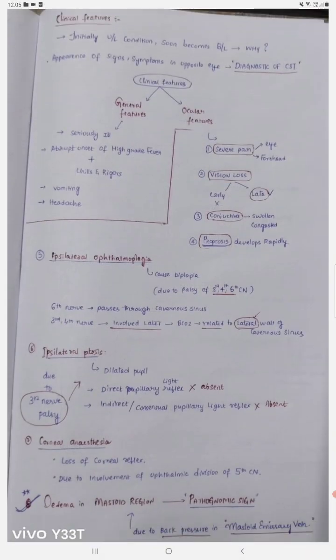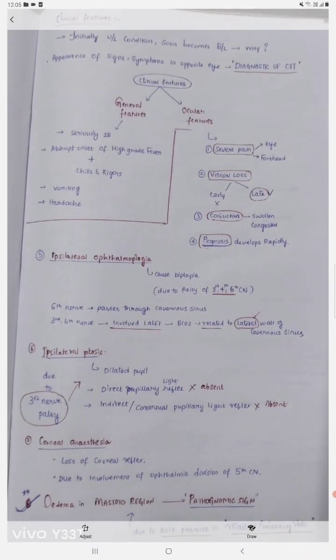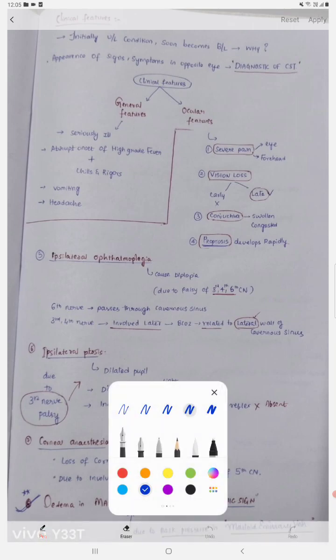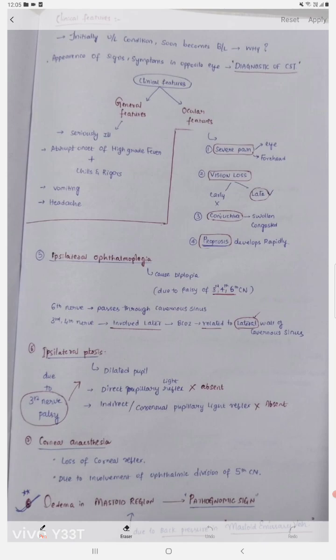Coming to the other part, we are going to discuss the clinical features, which have general and ocular features in it. Okay, so coming to the clinical features, initially the condition will be unilateral only, but soon it will become bilateral. Think why it will become bilateral: because we already discussed that one cavernous sinus and the other cavernous sinus have the intercavernous communication. That's why the infection spreads from one cavernous sinus to the other, and that's why it becomes bilateral.